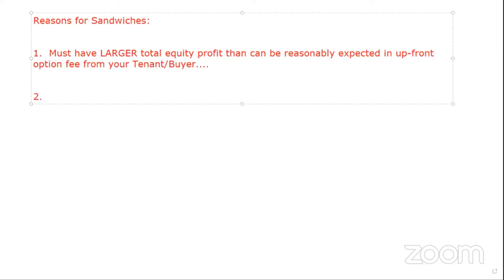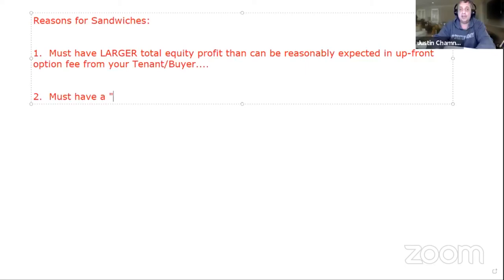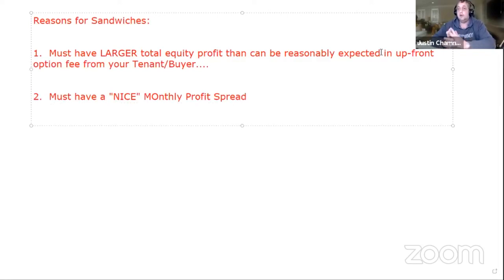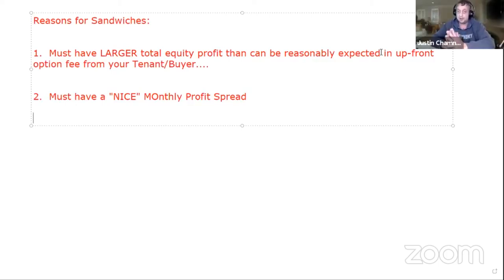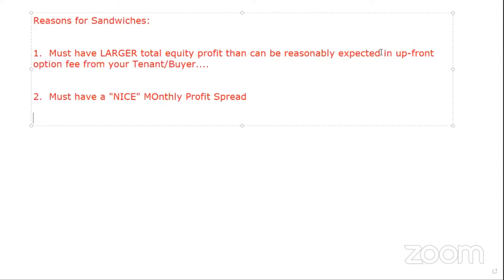The second qualifier is it must have a nice monthly profit spread. What do I mean by this? Does anyone know? Go ahead, shout out if you know it. The property deal must have a nice monthly profit spread. So if I find a lead and I'm talking to the homeowner and this deal has a nice monthly profit spread for me, I might stay in the middle as a sandwich. What do I mean? $500 more, $350. I don't know. It depends on you.